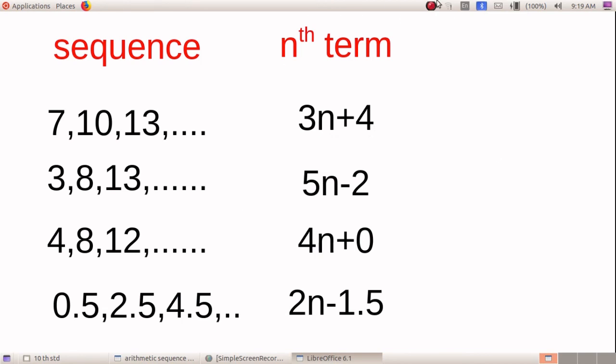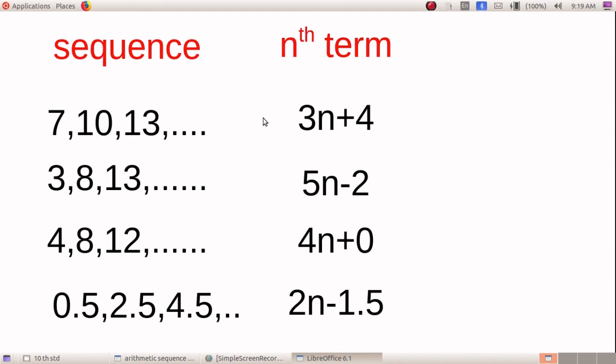All the nth terms of these arithmetic sequences come in a particular form. It is in the form of an plus b. Let us check this one. Is this speciality there throughout? In order to prove that this is the case throughout, let us take the general arithmetic sequence.